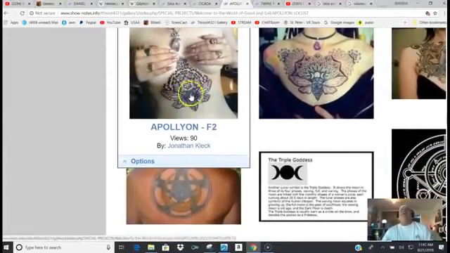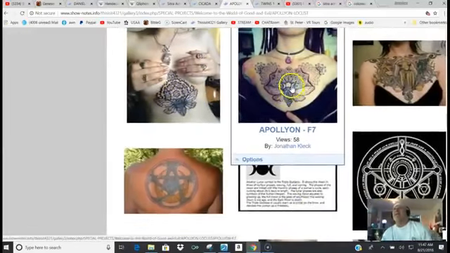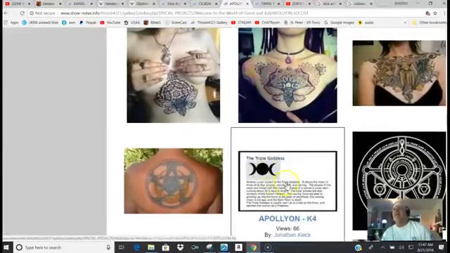Oh, see, look, she's got her cicada, but she's got a transmutation circle here. See, look, and see this girl, look in her transmutation circle. She's got the triple goddess right there in the middle. See it? Look. It all makes sense now.